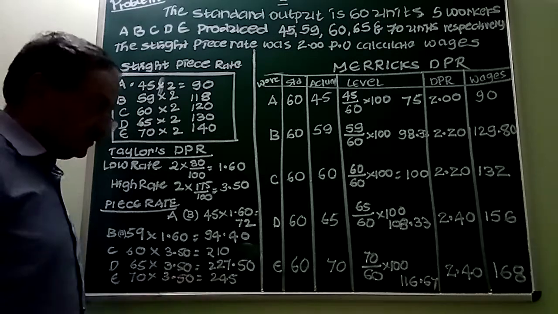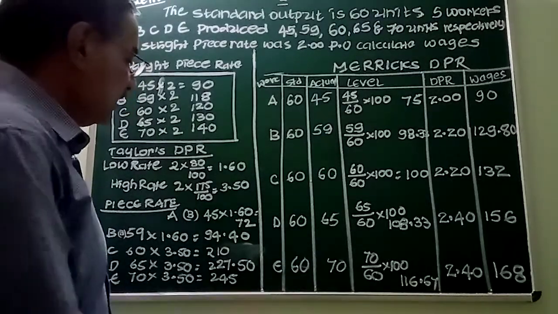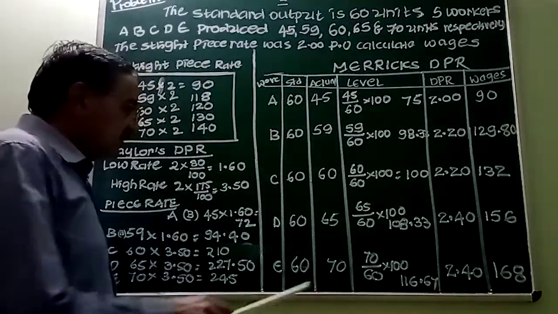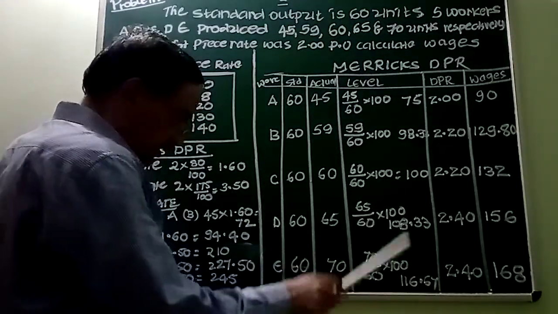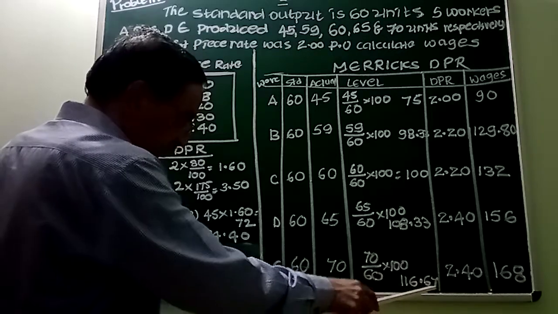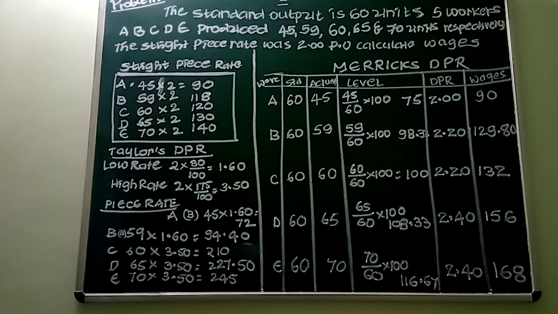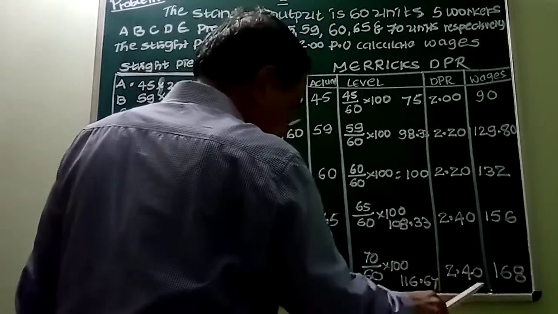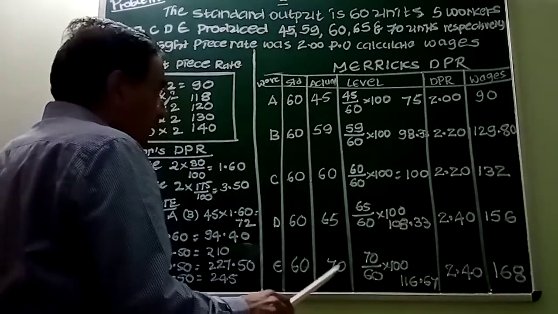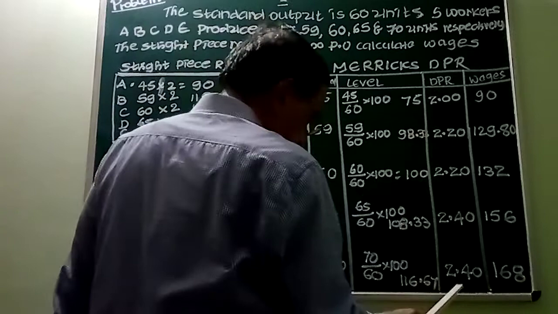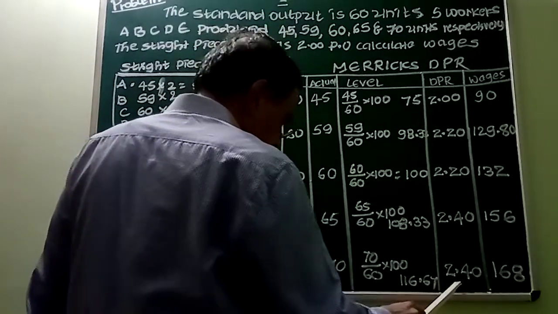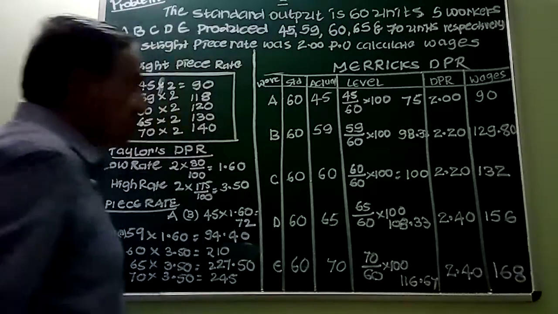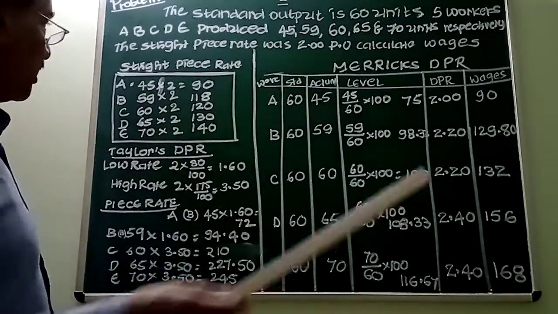Come to the next one. We have E. Obviously his production is also more than the standard. 70 divided by 60 into 100, his level of efficiency is 116.67. So when he is above 100, he falls under the third slab, 120% of the ordinary piece rate. So 120% of 2 rupees is 2 rupees 40 paisa. So you multiply actual production with the differential piece rate. So 70 into 2 rupees 40 paisa is equal to 168. So this is the problem where we have worked out under all the methods.